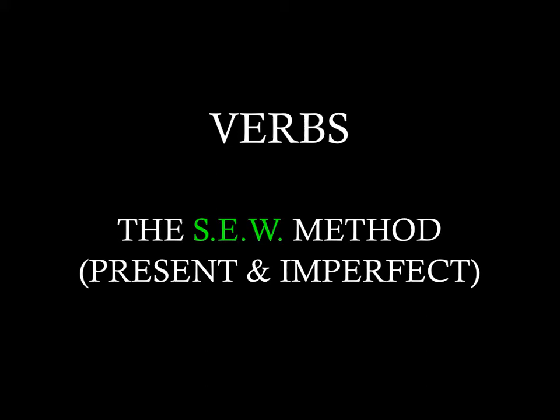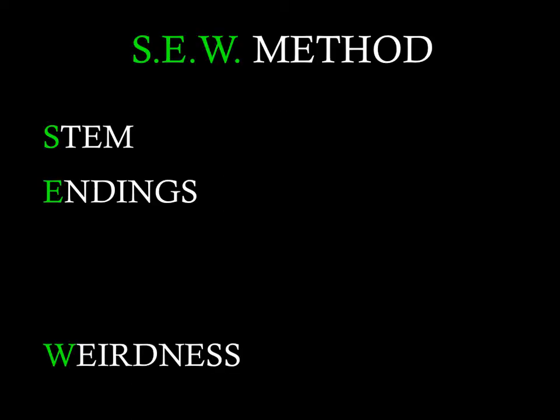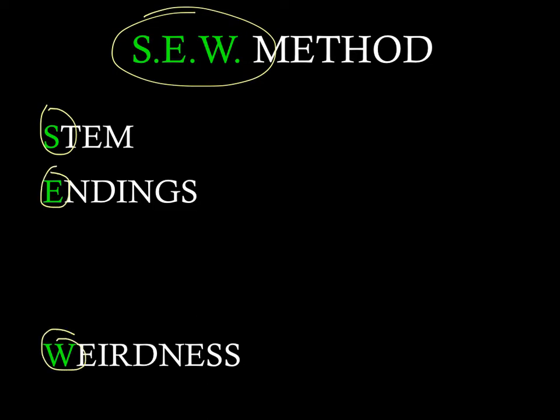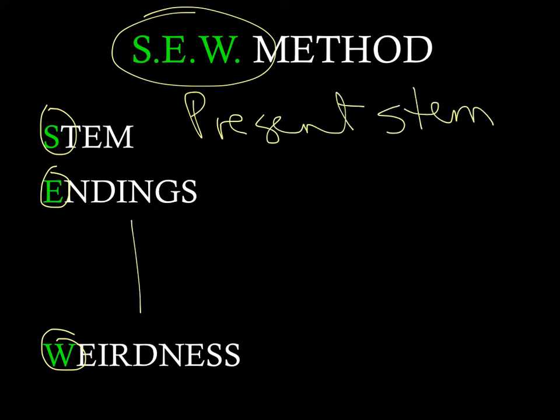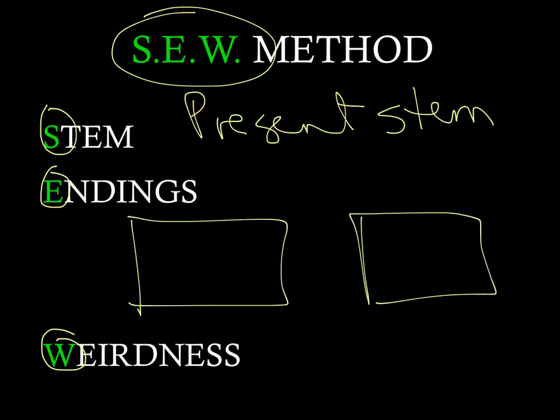So in this video, I'm going to talk about how to form the present and the imperfect tenses. When I form verbs, I sometimes call it the sew method because you sew a verb together by starting with the stem, then adding the endings, and then thinking about and incorporating what I call the weirdness. The stem for the present and imperfect tense is going to be the present stem for both tenses. The endings we'll go over in the slide that's coming up. And the weirdness is going to be a vowel shift that shows up in the third and fourth conjugations only.